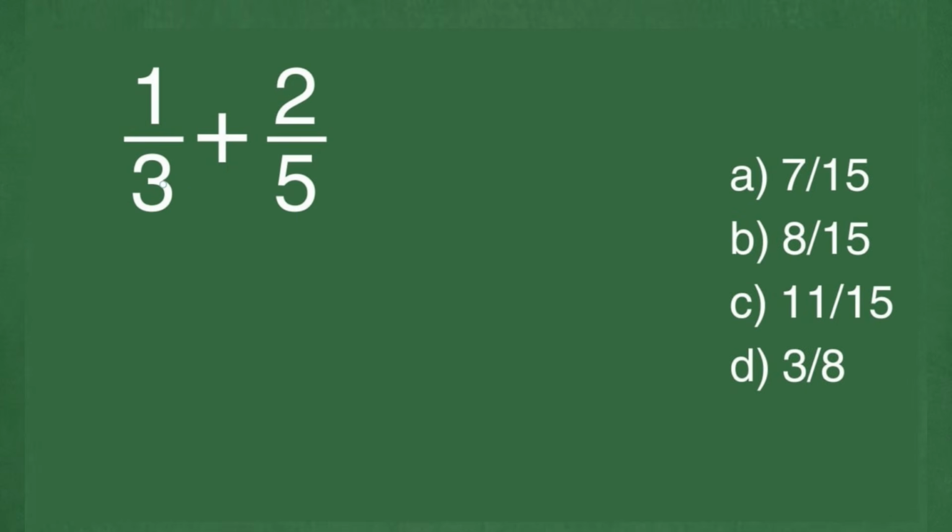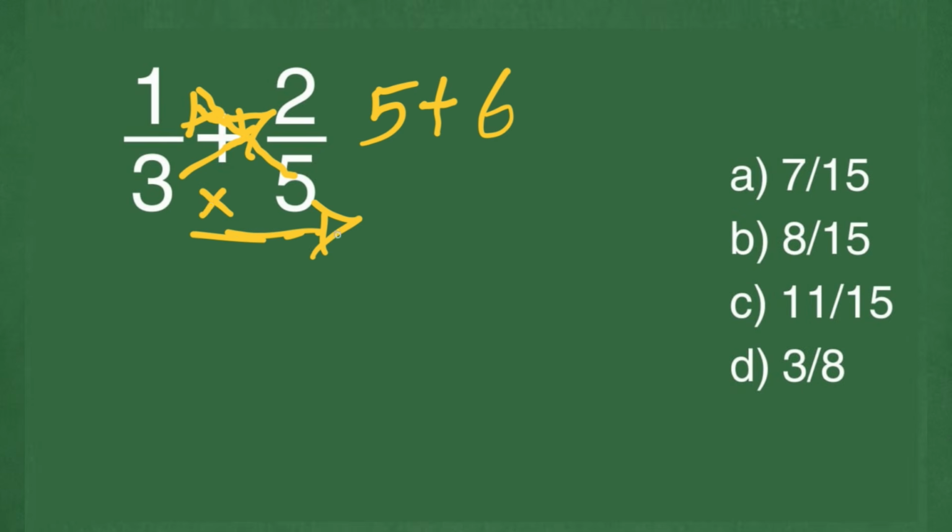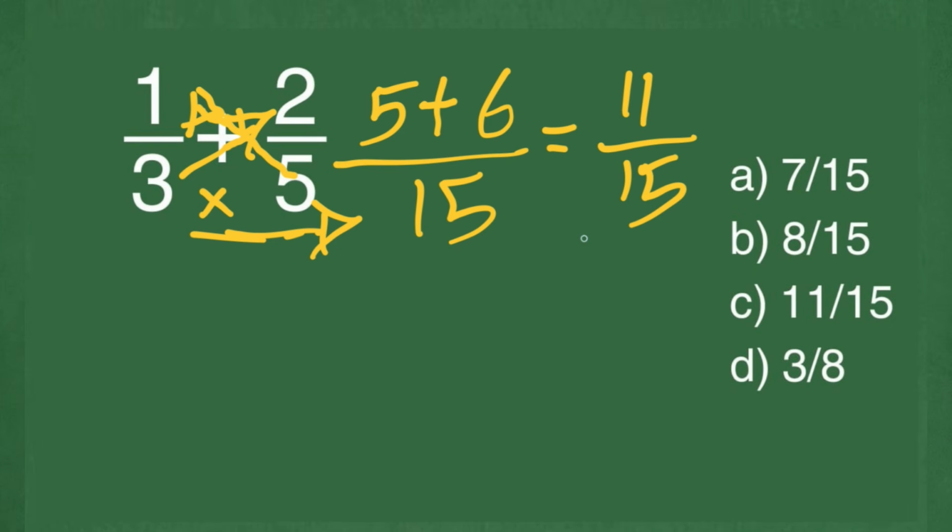And on this same problem, I am just going to show you another way to solve it, which is going to be faster. So what we are going to do, if we are a bit lazy, we can simply cross-multiply the fractions. So 1 times 5 is going to be 5, and 2 times 3 is going to be 6. These are the top numbers, and for the bottom number, we can simply multiply the bottom numbers together. So 3 times 5 is equal to 15, and 5 plus 6 over 15 is going to be the answer, which is 11 over 15. And this is another way to solve this equation. So this is actually the solution.